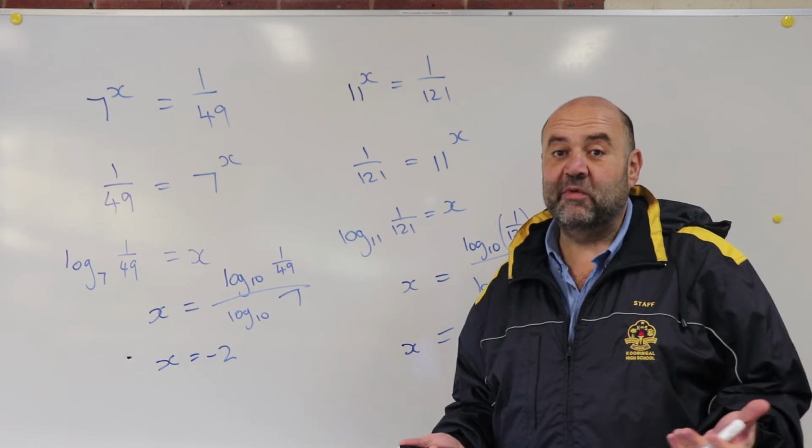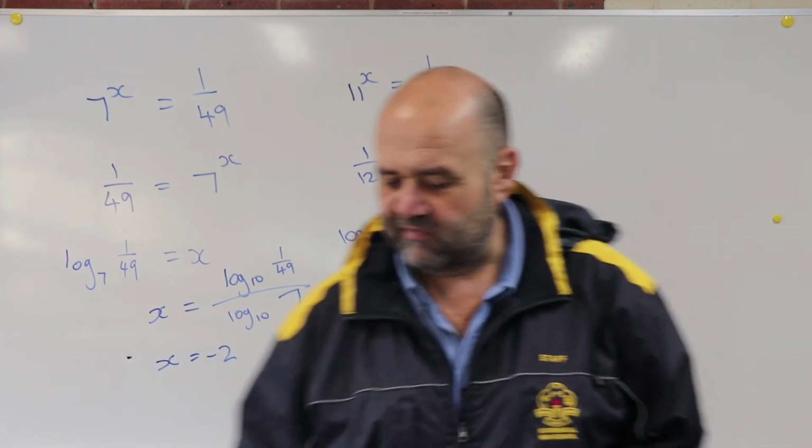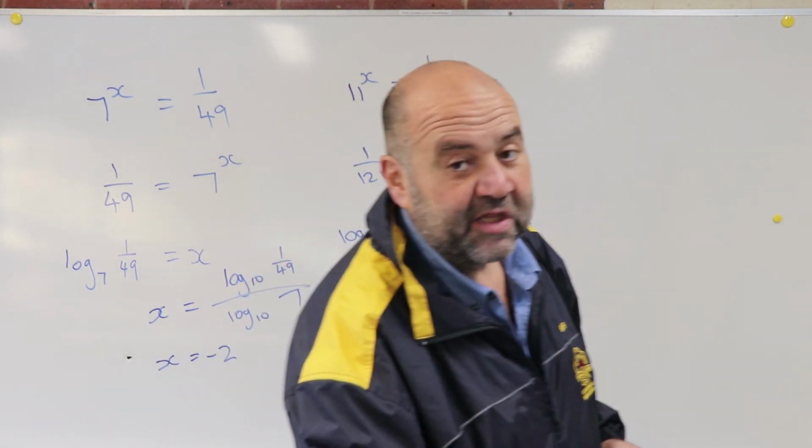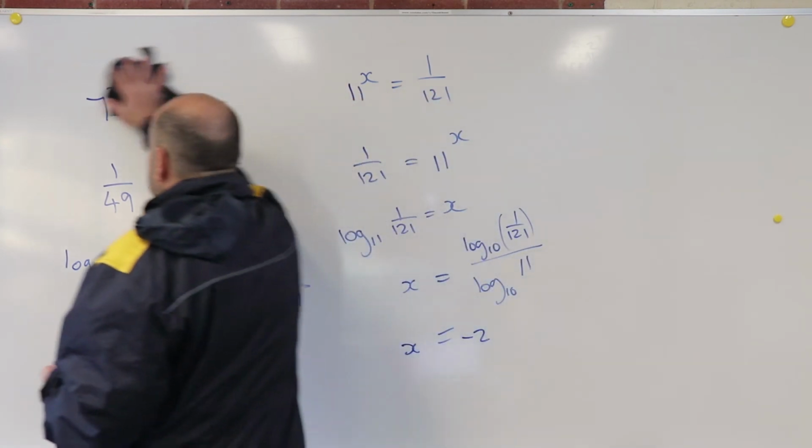Okay. Let's go to part F. Part F, that looks a bit different, right? You've got a negative power. So what's going to be different there? Well, let's have a look at part F. And we're going to basically follow exactly the same technique, right? So here we go.